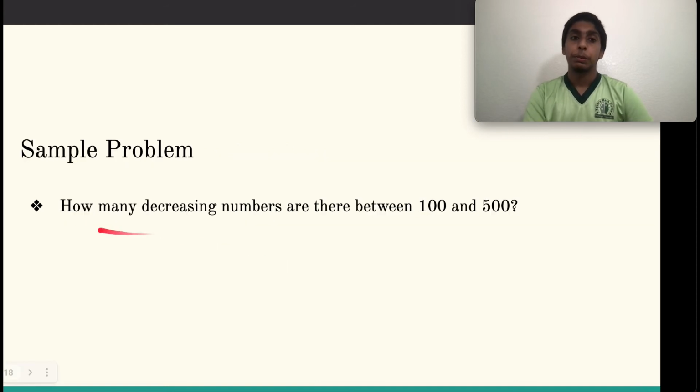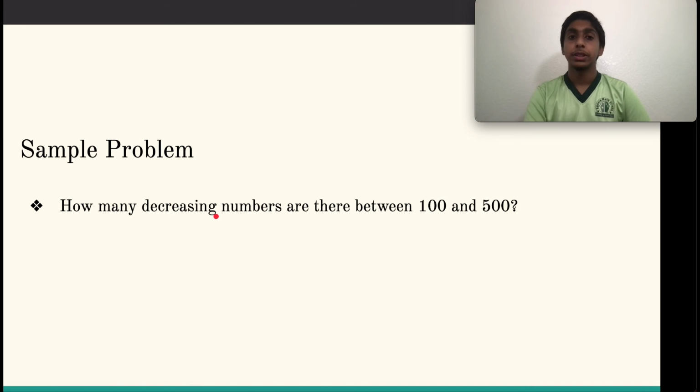So here's a sample problem. How many decreasing numbers are there between 100 and 500? Be careful about this one. For 100 to 999, you could just use the formula straight. Here, however, you're going to have to do some subtraction at the end, or you may need to change your formula, so you only get the numbers between 100 and 500 that are decreasing. Decreasing numbers are the same as falling numbers. So go ahead, pause the video, and let's solve this problem.